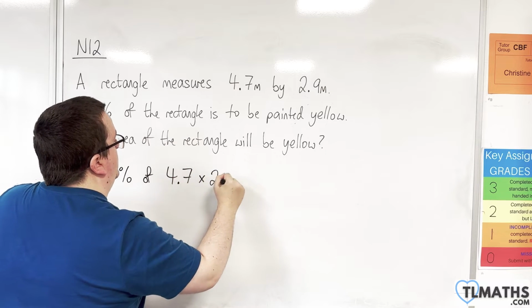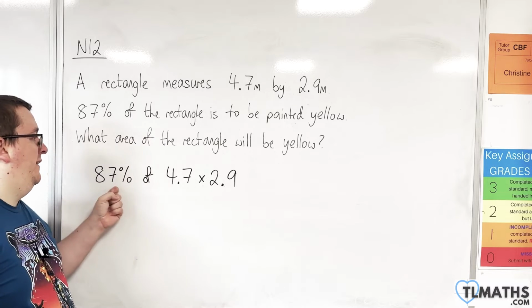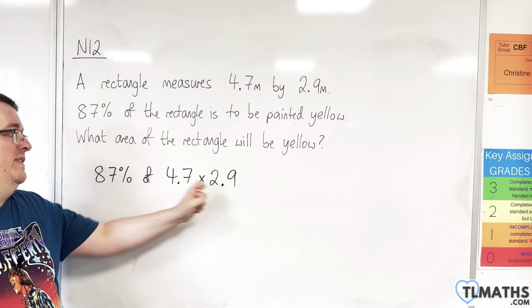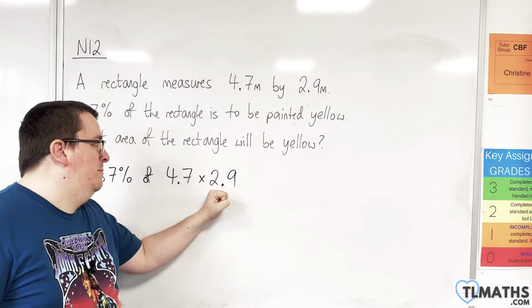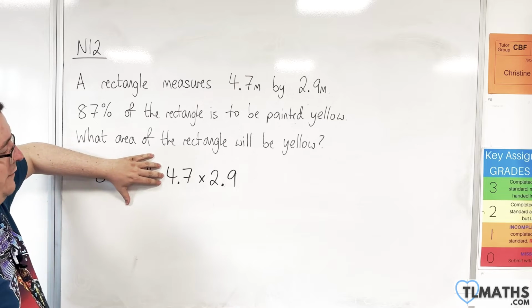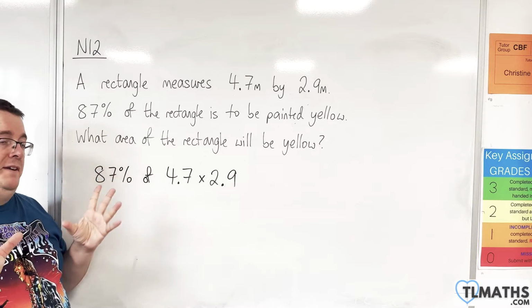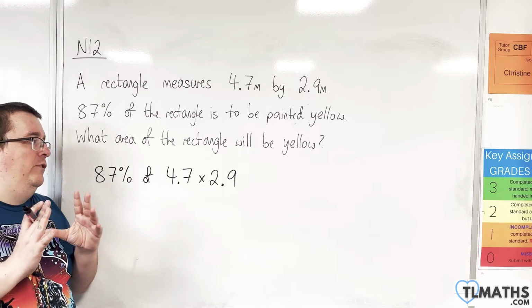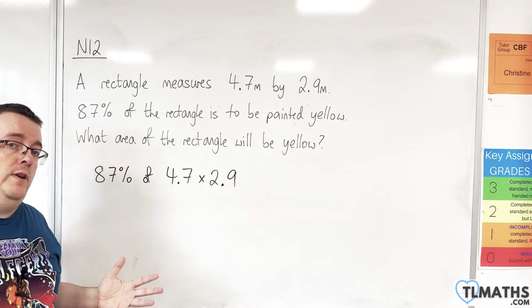4.7 times 2.9. Now, just as we did with fractions, you could work out 87% of 4.7 first and then multiply it by 2.9. Or you could do 87% of 2.9 and then multiply it by 4.7. Or, as I suggested first, work out 4.7 times 2.9 and then work out 87% of that. It doesn't matter. And I don't think there's any easiest way of those three.